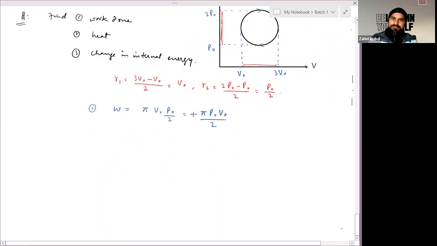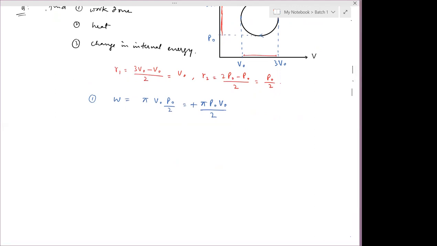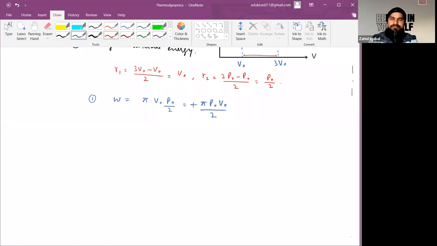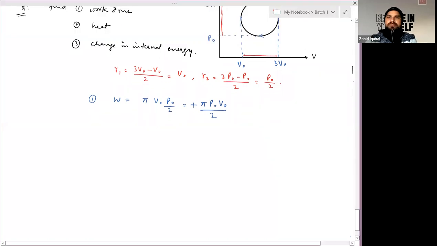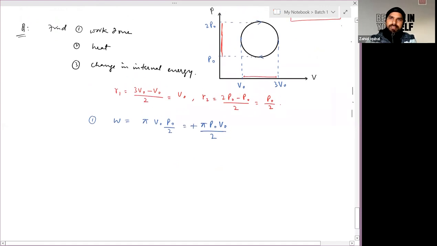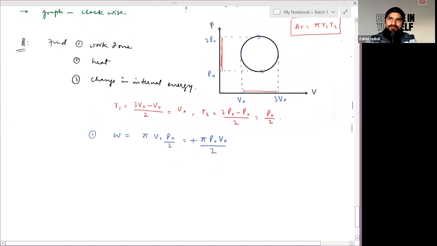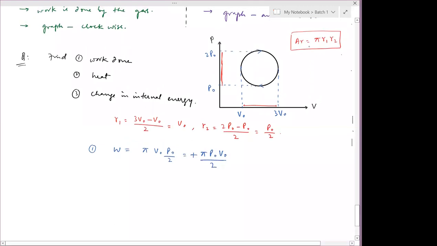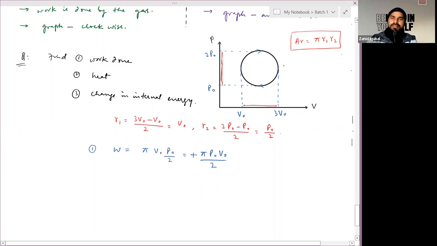Salman, any doubt? No, sir. What will be change in internal energy for this particular path? On what factor change in internal energy may depend upon? The 0. Good. Since this particular path is closed path, and for closed path, initial and final point will be same, so change in internal energy will be 0. It means change in internal energy for any closed path is 0.